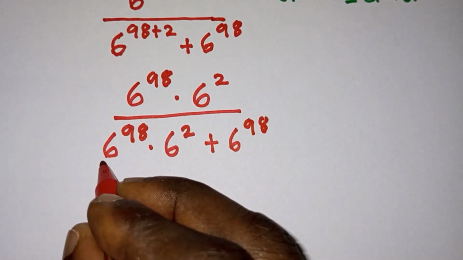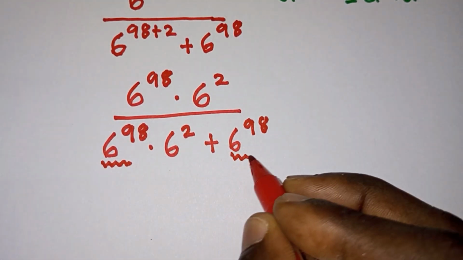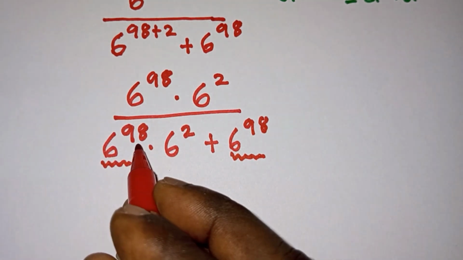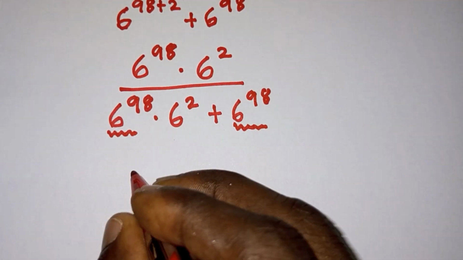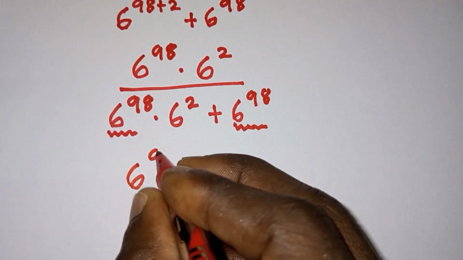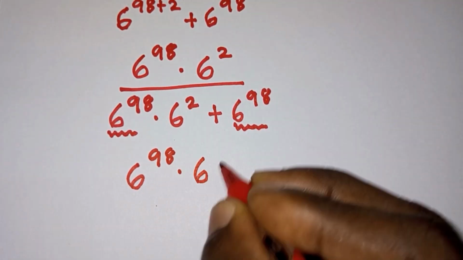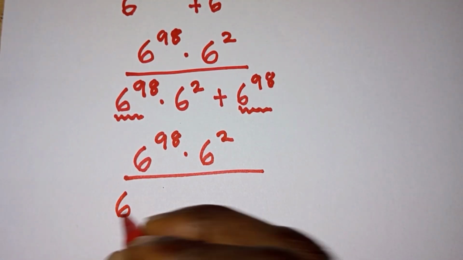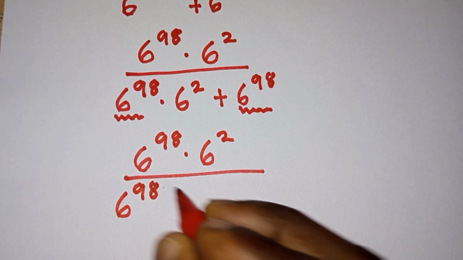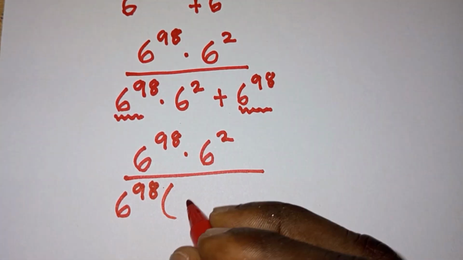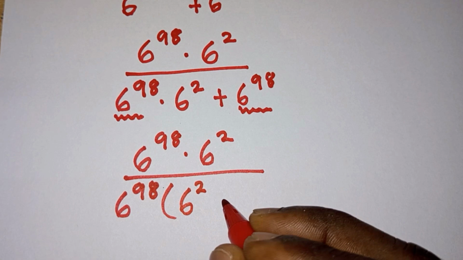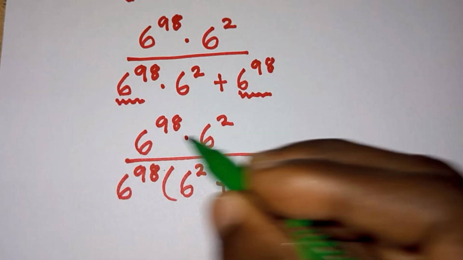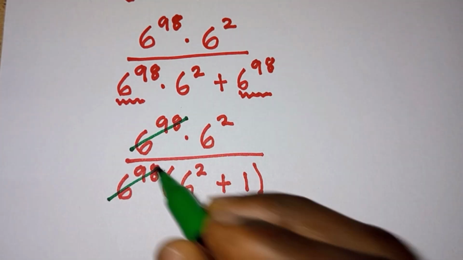Now we see that we have 6 to the power 98 and then the exact same thing is here. So on the denominator side, we can factor 6 to the power 98, right? So we're going to have 6 to the power 98 times 6 to the power 2 divided by 6 to the power 98 times, here we are left with 6 to the power 2 plus this side we are left with only 1. And straight away we see that this and this one will go.